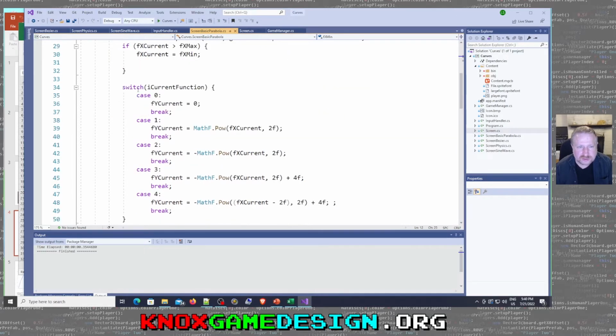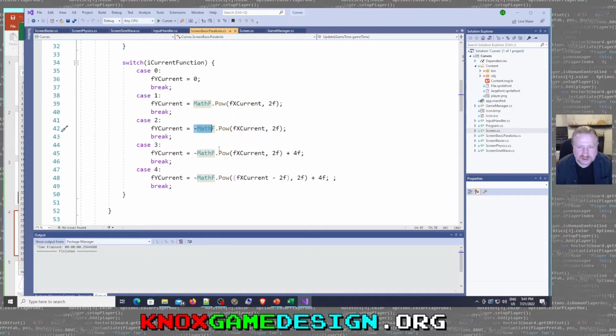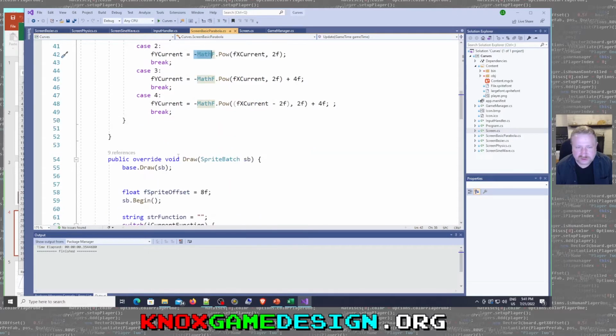So we've got 4 different functions that are shown on the presentation slides. The first is just going to have y set to 0, constant 0. The second one, we're going to have y equal to the current x squared, which gives us that standard geometry parabola. The next one, we take the negative of that to flip it upside down. Then we move it up by 4. And then we move it over so it starts at 0.